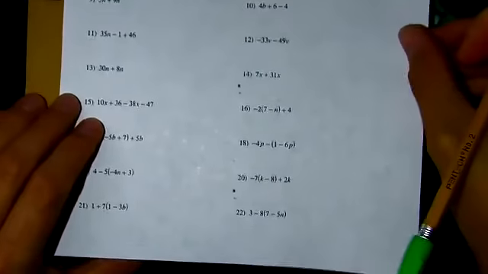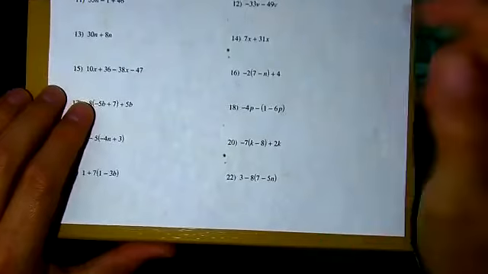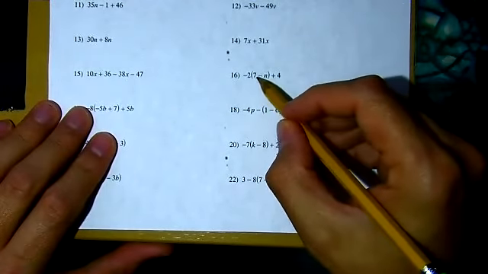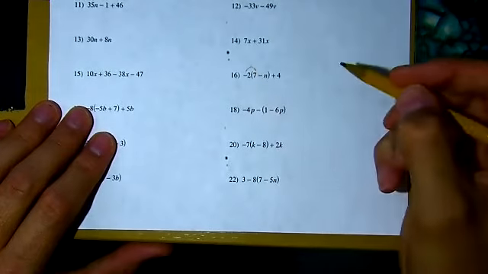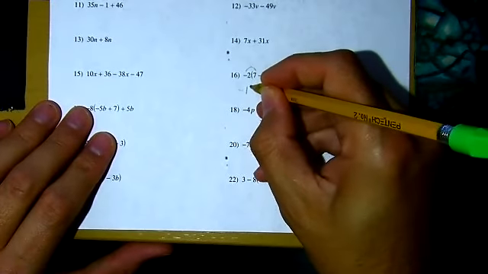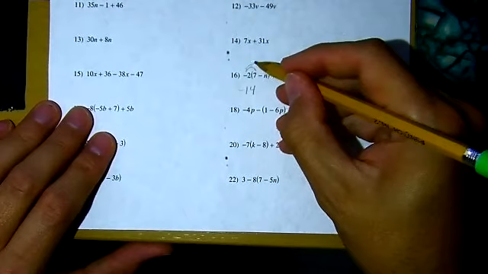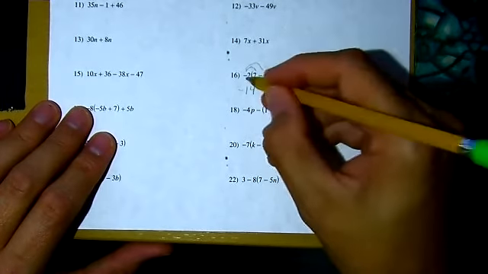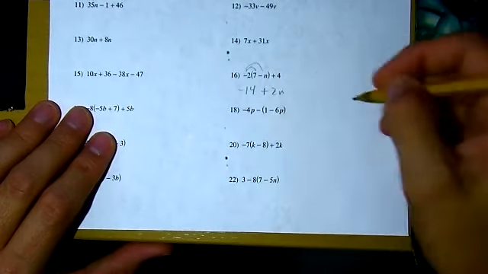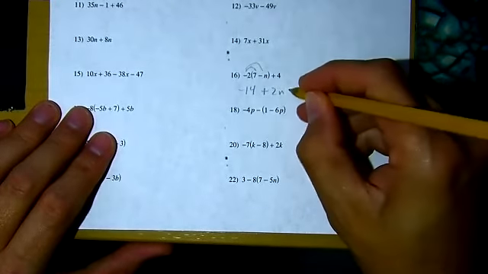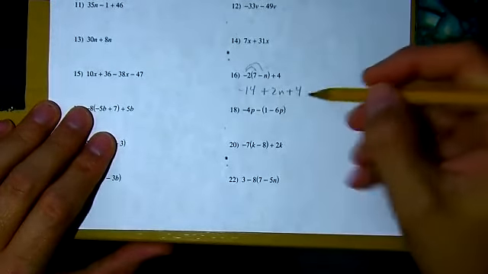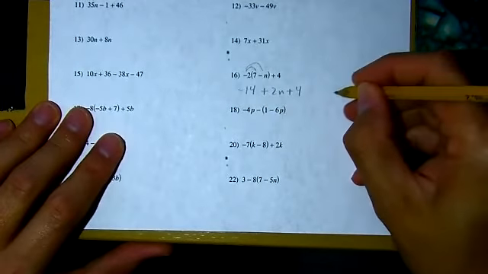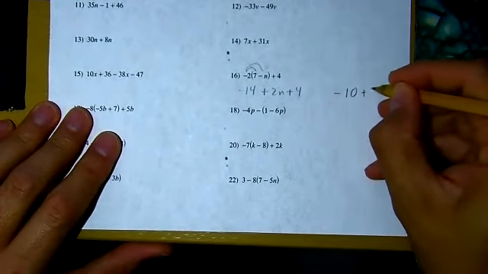Now down here, all the way down to number 16. So we've got a number touching parentheses, so we multiply -2 times 7, -14. -2 times -n, so a negative times a negative makes it positive. We just put the 2 in front of the n, and then we bring down our +4. Then we combine our +4 with our -14. Punch that in on the calculator, you end up with -10 plus 2n.